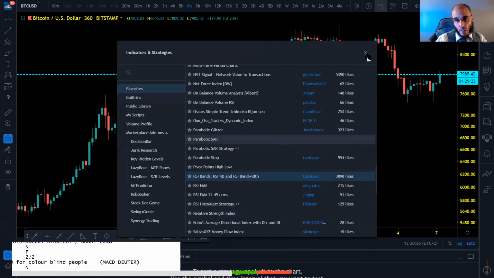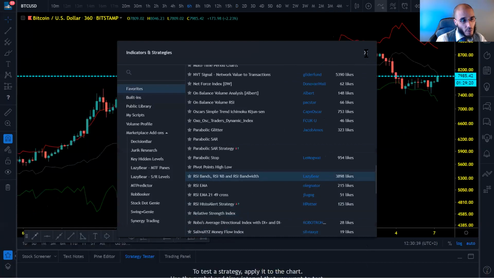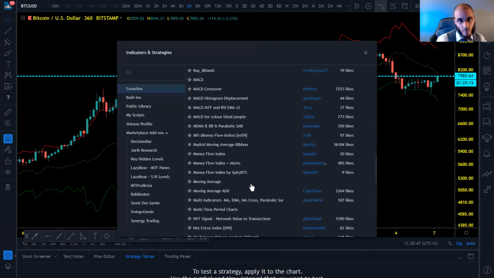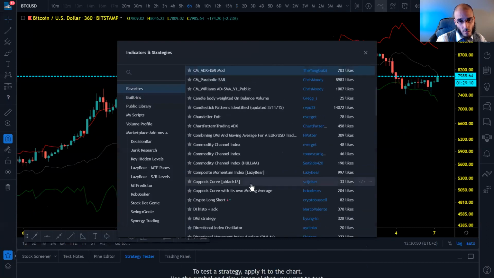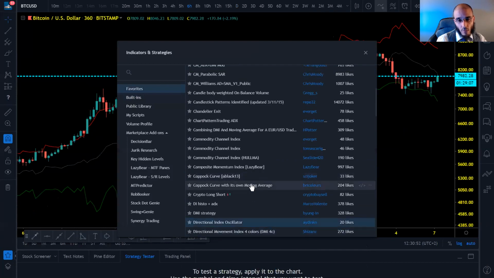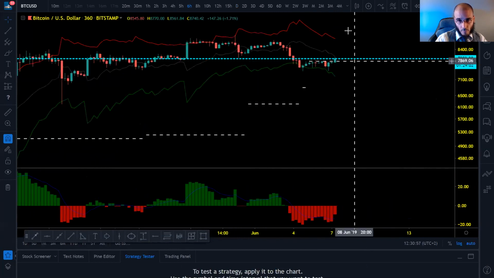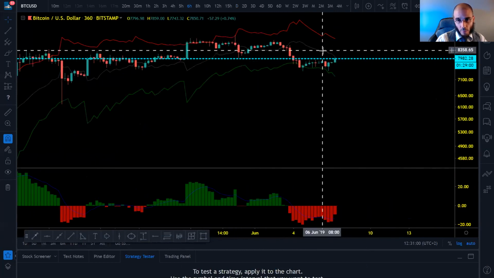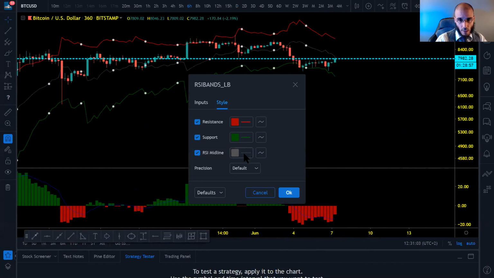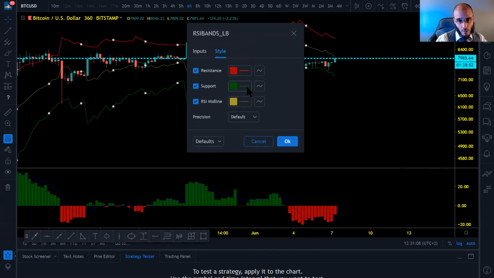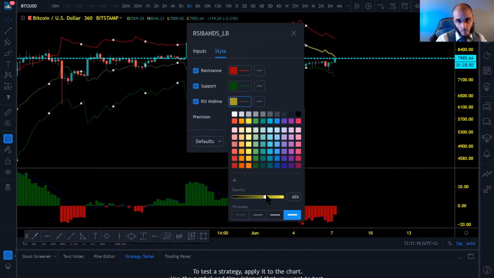Here we have the RSI band, and I have to put the directional index oscillator on it too. So I'm going to do that. The directional index oscillator. There we go. And I like to have the middle line yellow and see it correctly. So now let's put it like this. Okay.